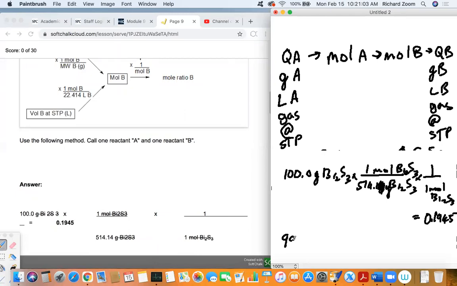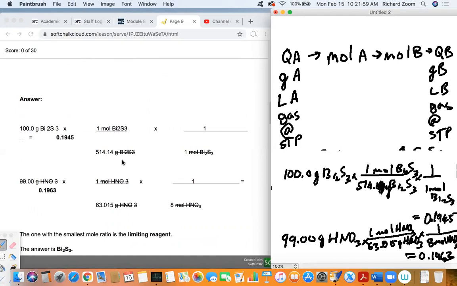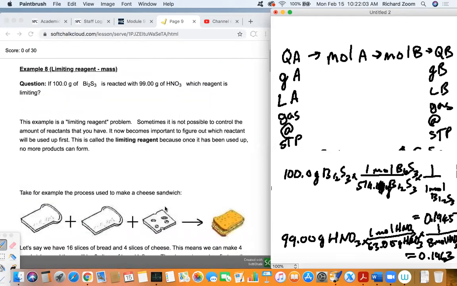The other thing we need is the HNO3, and we do the same thing with that. We convert the grams we have of that into moles. Then we do times 1 mole of HNO3 over the molecular weight 63.015 grams of HNO3, times 1 over, in this case now, 8 moles of HNO3. All right, so let's see where that comes from in a second. So we've got equals 0.1963, I think, is the answer there. Yeah.